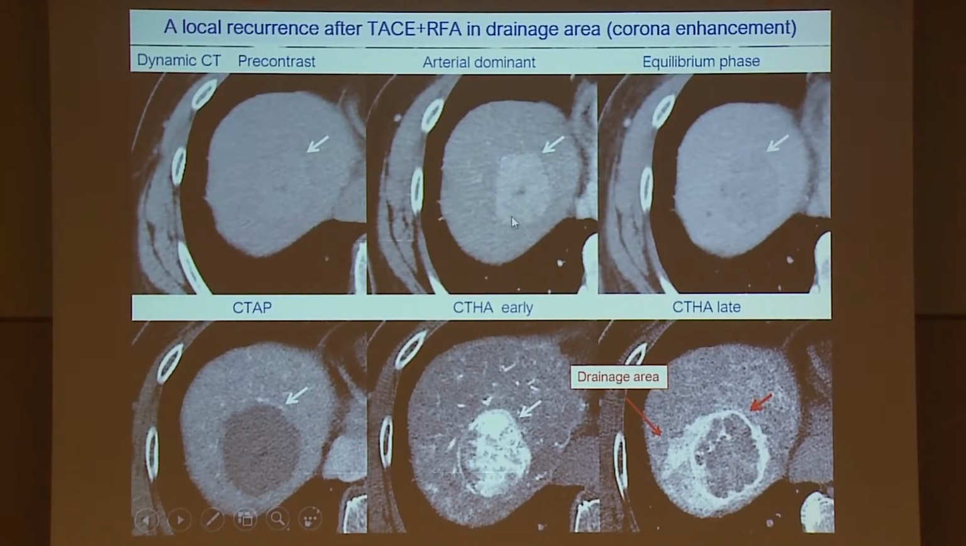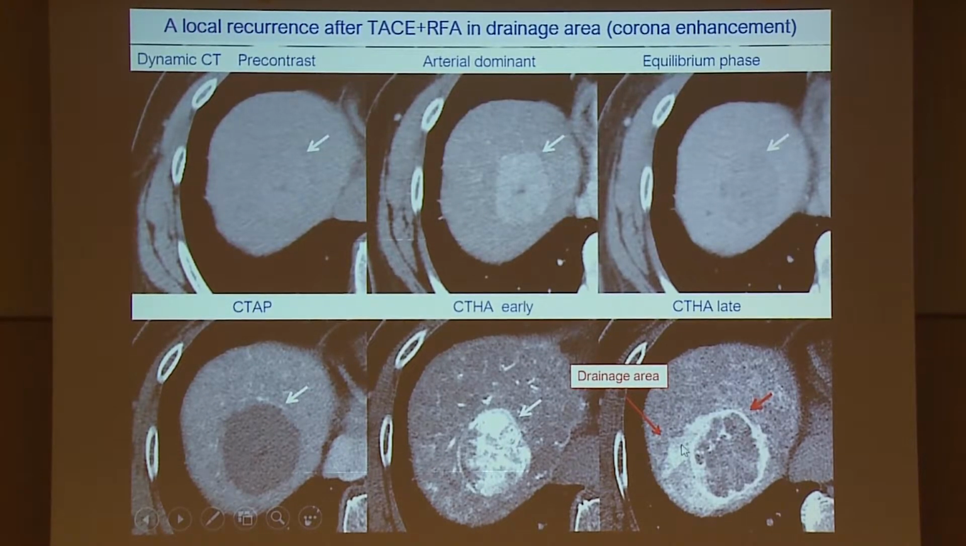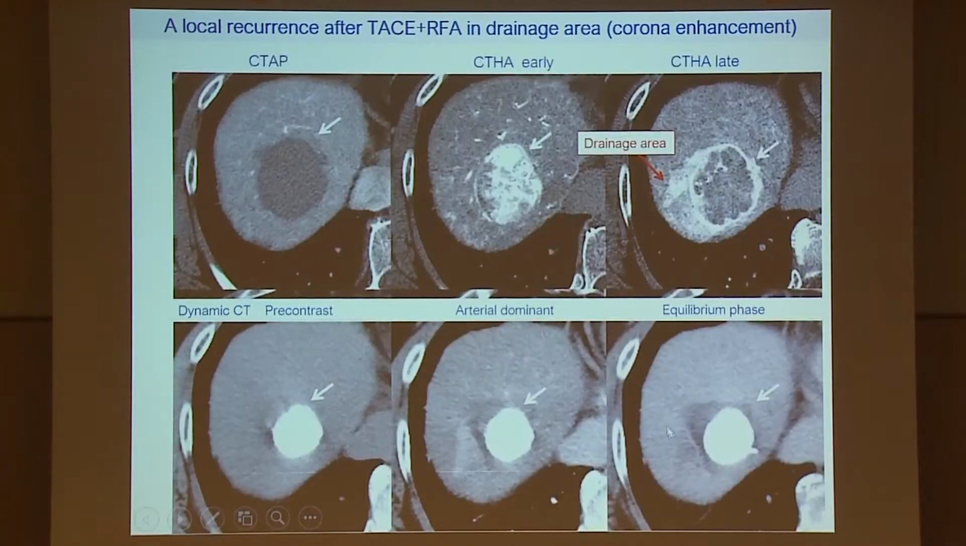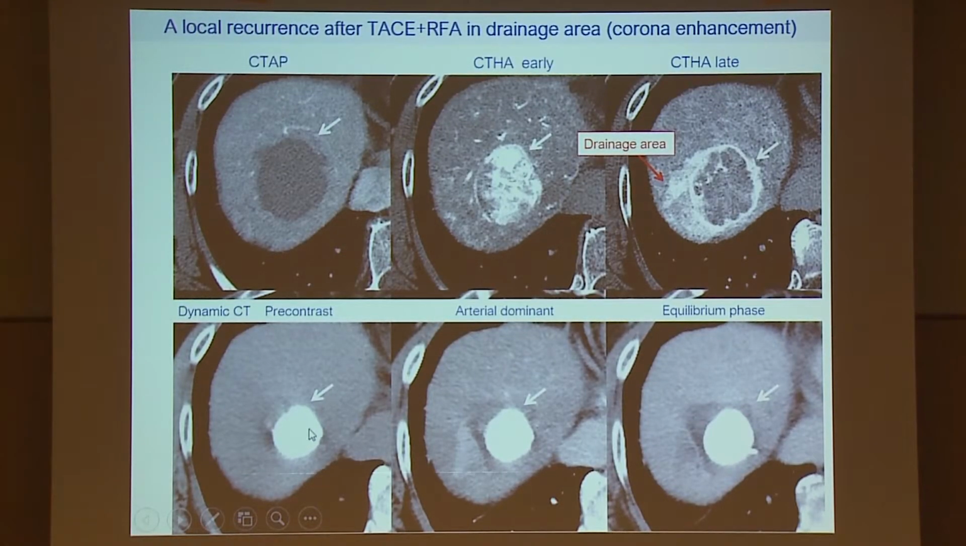I'll show you several cases of local recurrence after RFA in the drainage area. This is a relatively large HCC. CTHA shows HCC and drainage area. You can see this is the drainage area. We performed combined therapy of TACE and then followed by RFA. This nodule shows recurrence here, hypervascular and washout. And this area is completely consistent with this area, as you can see.